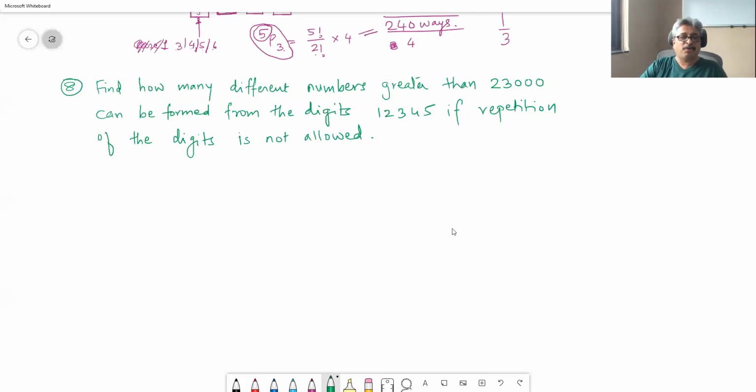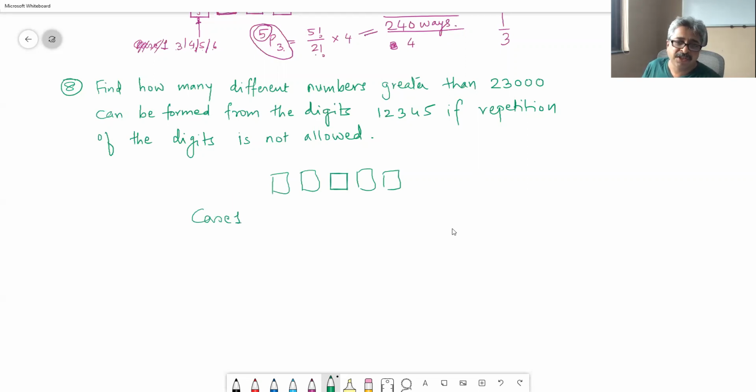Resume recording. Now, what are we trying to do? All the digits are non-zero digits. Therefore, if we are going to create a number, how many different numbers greater than 23,000 can be formed from these 5 digits, and the repetition of the digit is not allowed. So if we want the number to be greater than 23,000, we have to have a 5-digit number.